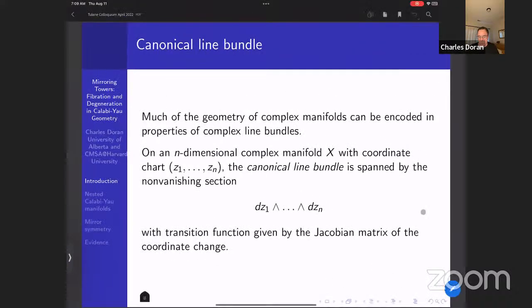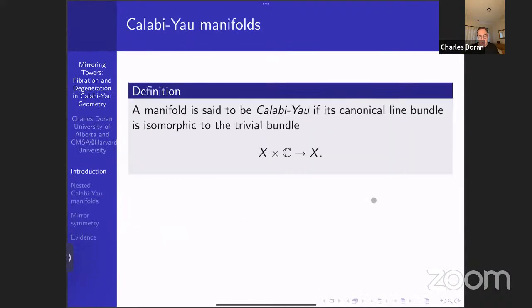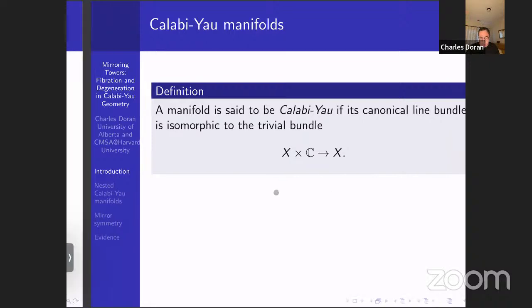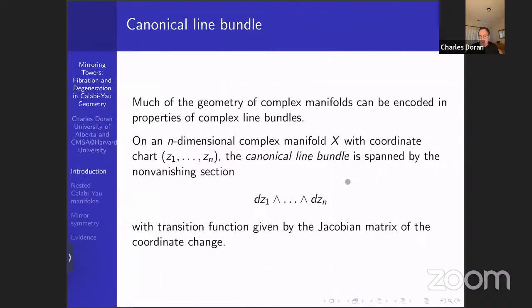And oops, there we go. Sorry, I had another alarm. So a manifold is then Calabi-Yau if it's canonical. Did I skip a page? I think I did. Oh, no, I did. I defined it correctly.